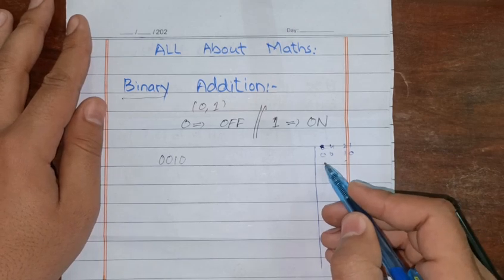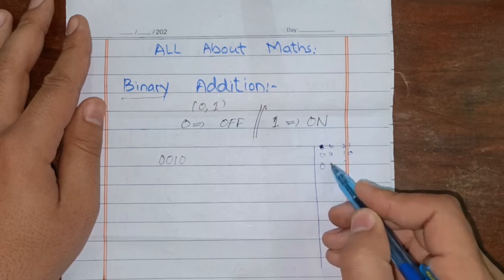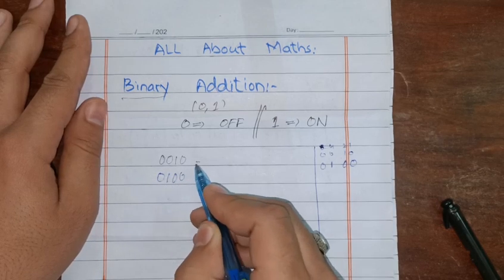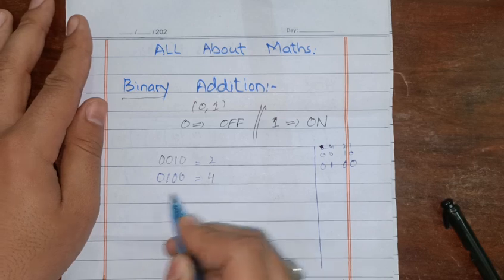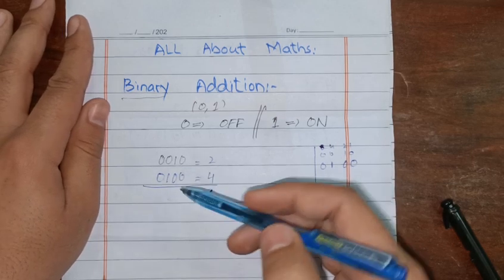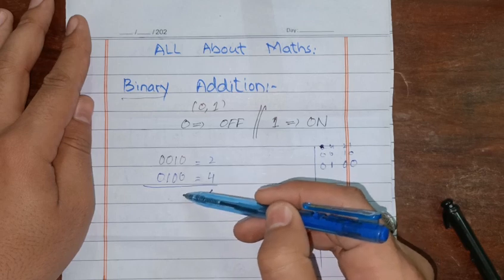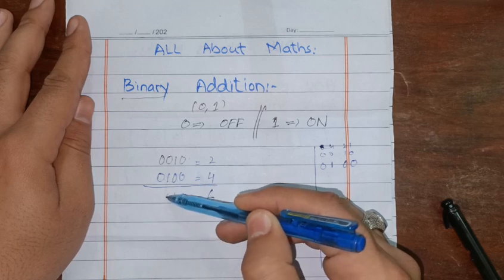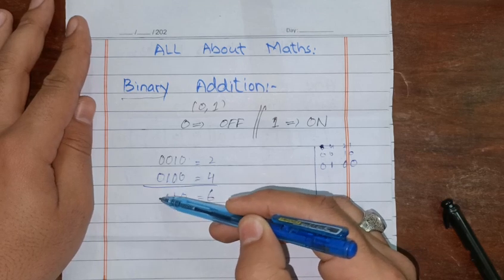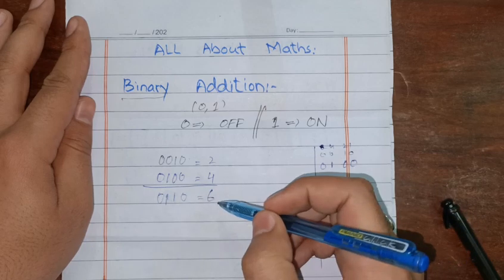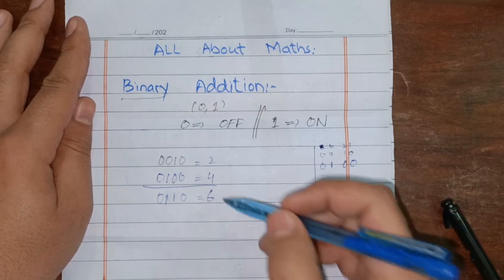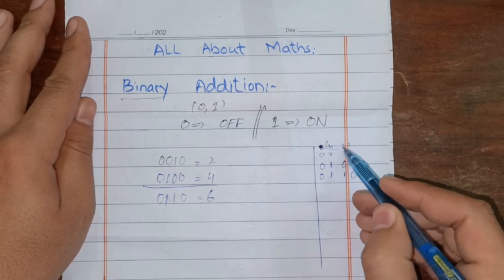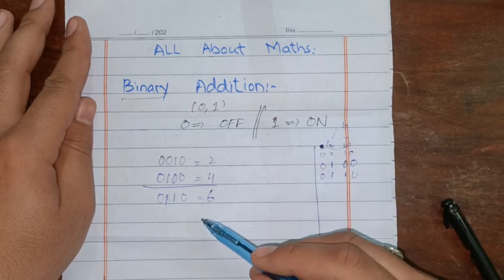Let's suppose we are taking 4. So 0 1 0 0, this will be the binary of 4. So this is 2 and this is 4, it will be 6. Now adding 0 and 0 will be equal to 0, 1 and 0 will be 1, 1 and 0 will be 1, and 0 and 0 will be 0. So we get the addition of these two. So let us see over here. Here is 0 1 1 0. So add this up, it is equal to 6. So the addition is right.